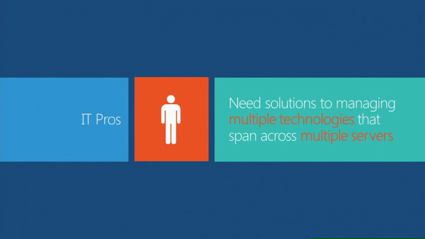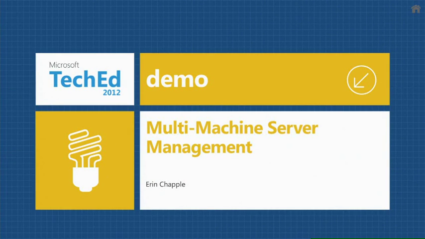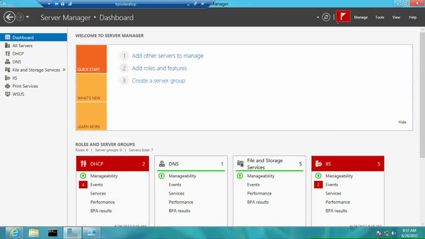Okay, so again, we wanted a solution for managing multiple technologies that span multiple servers. What does that mean? It means you want to be able to have aggregation and drill down either by technology, say I want to manage file server, or now I'd like to manage RDS, and I want to see everything associated with RDS, or everything associated with file server. Or by server: ignore those things, I want to focus in on this server, show me everything about that server. So with that, Aaron's going to show us the amazing, glorious new server management. I just love that thing.